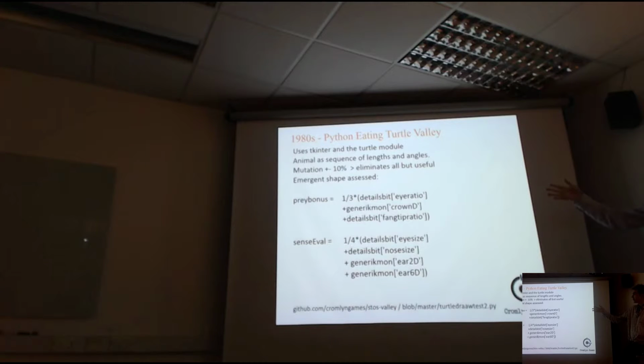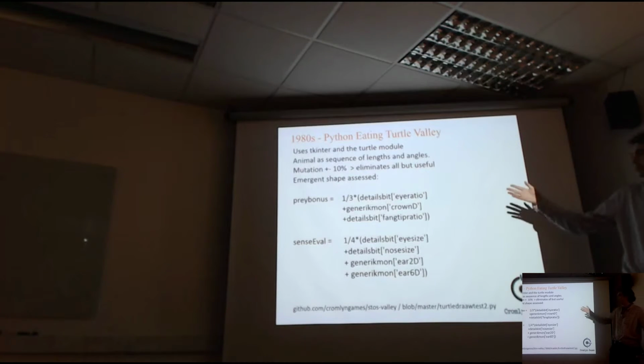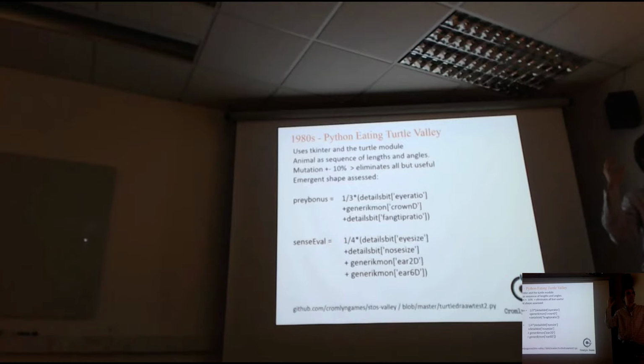Two examples of things that were assessed against. The top one is prey bonus. So if it was going to be a prey animal, it did better if it had eyes closer to the side of its head for a wide range of vision. It did better if it had a wide head to get those eyes even further apart. And it did better if it had blunt teeth for eating leaves as opposed to sharp teeth for eating meat.